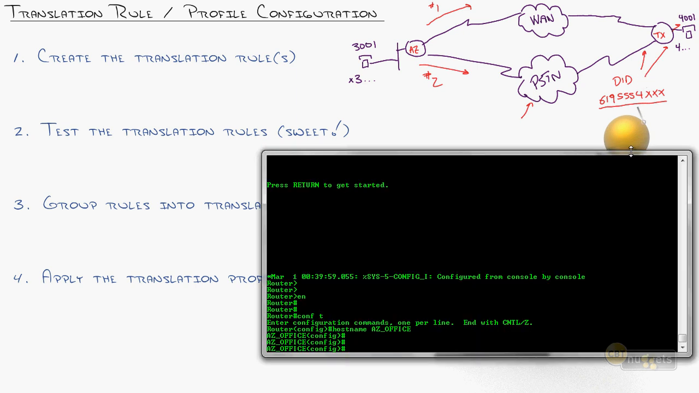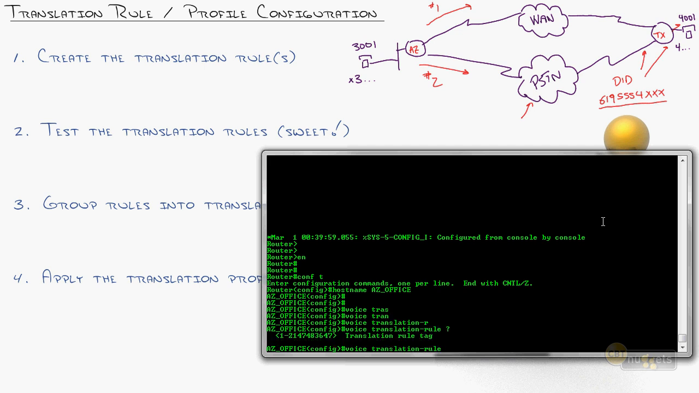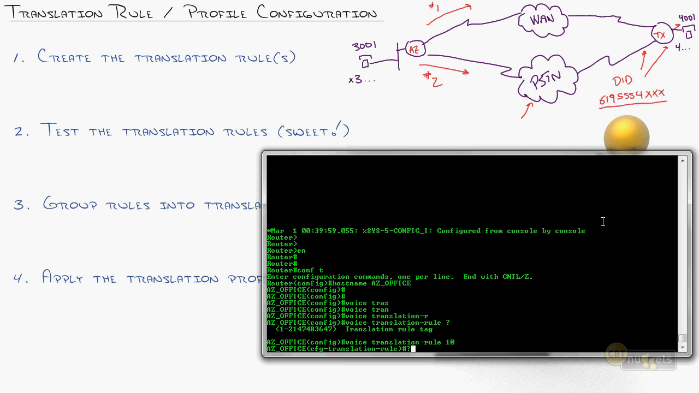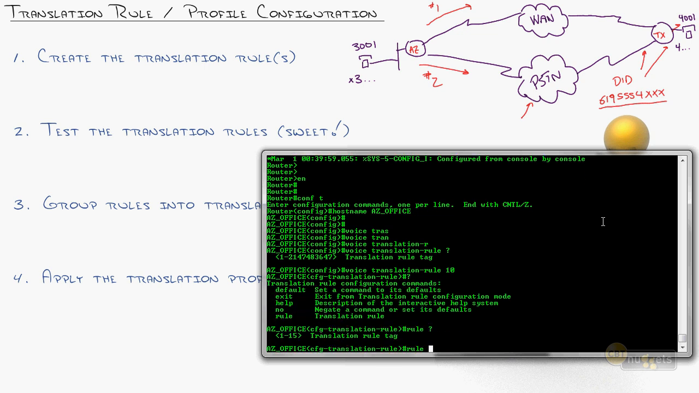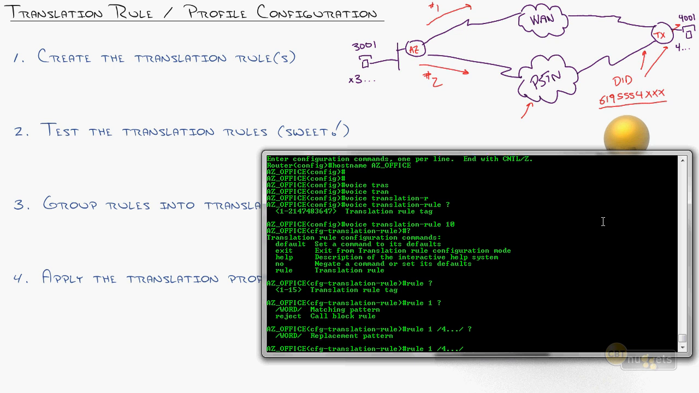So I'm going to go to my Arizona office. I'm going to say voice translation rule, and let's do rule number 10 because I haven't used that. So I'll do rule number 10, and I'll say rule number 1 of rule number 10 will be to match anytime somebody dials, let's do 4... Oh, but wait, we're going to have to change that in a second because I'm going to replace it with 6195555 and then whatever they have over here.